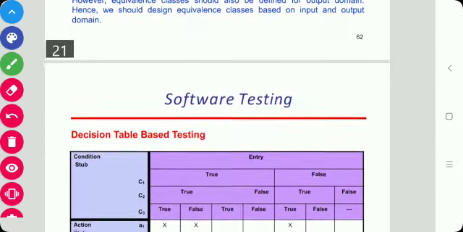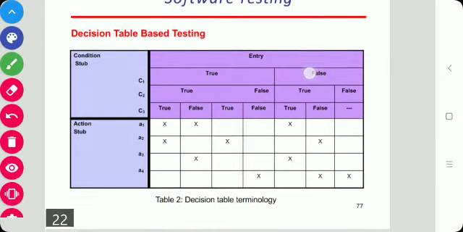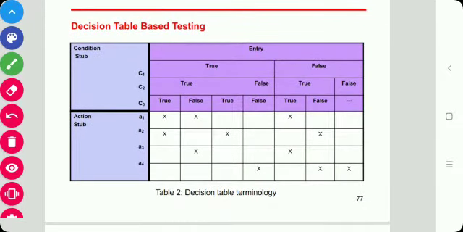Then the next testing is decision table based testing. So these decision tables are useful for describing situations in which a number of combinations of actions are taken according to the conditions. According to the conditions, actions are taken, and according to that we can design our test cases. So for example, this is the condition step, and this is the action step.